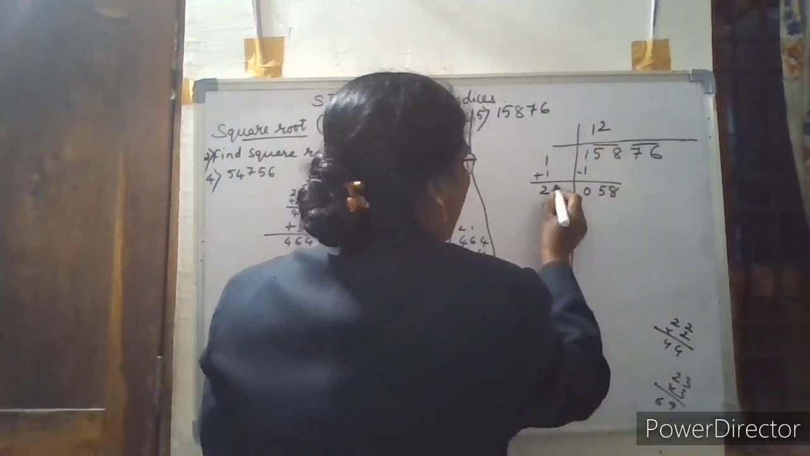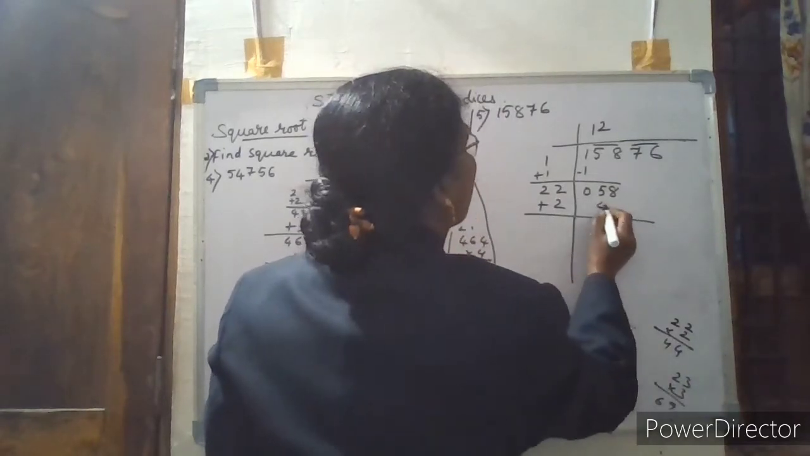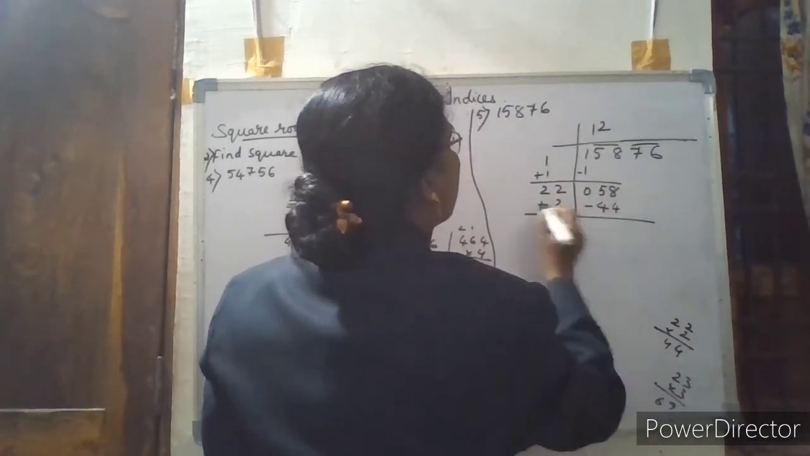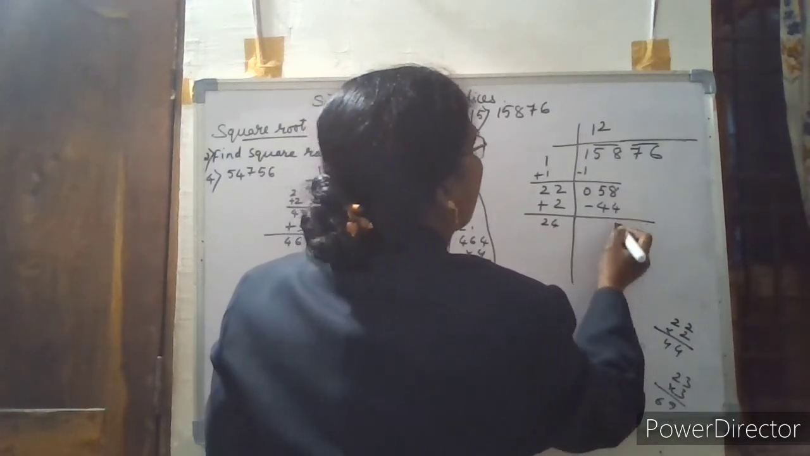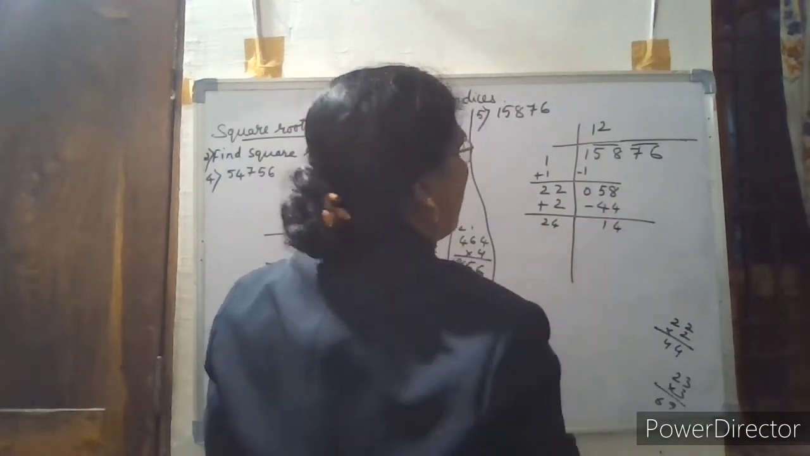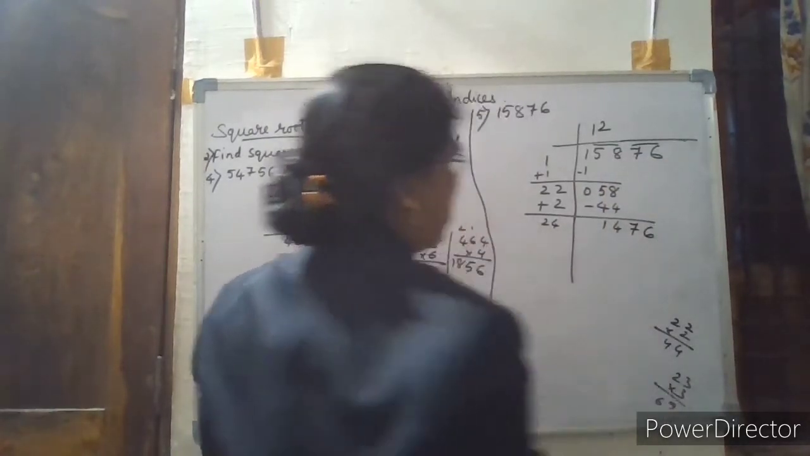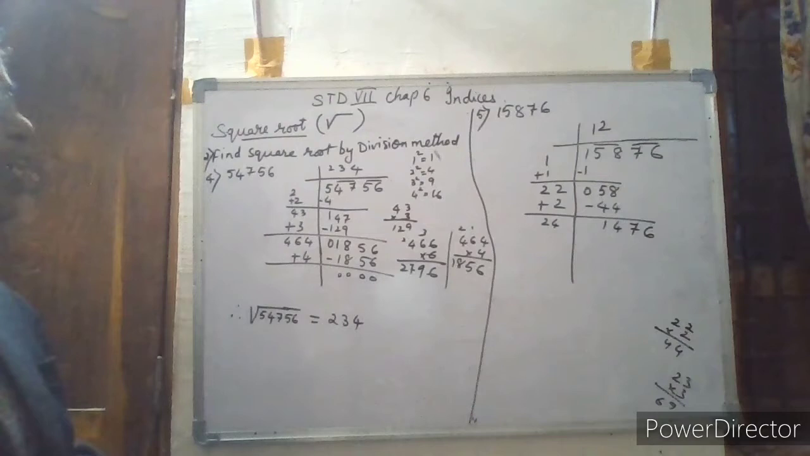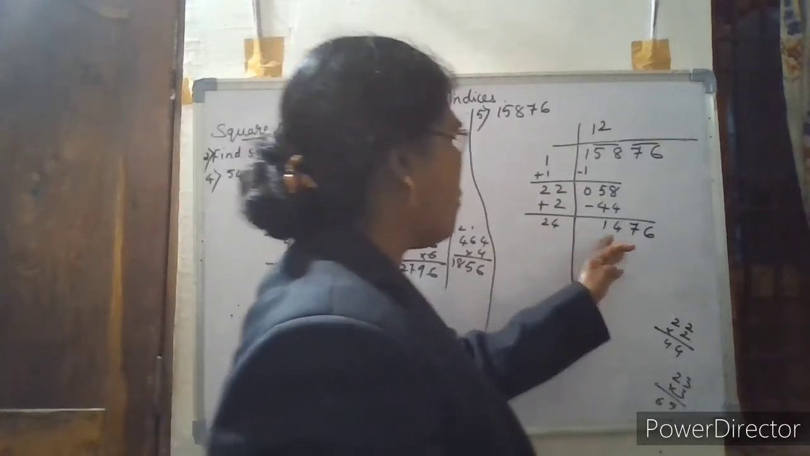I got 44. Minus it. Here you added it 4, 24. Here, if you subtracted 4 and this 14 I have got. Bring down the next 2 digits, that is 76. So when I brought this 76, it is now 1476. So take this 24.